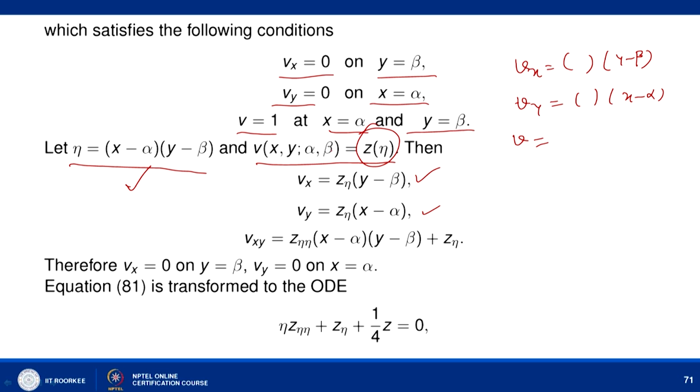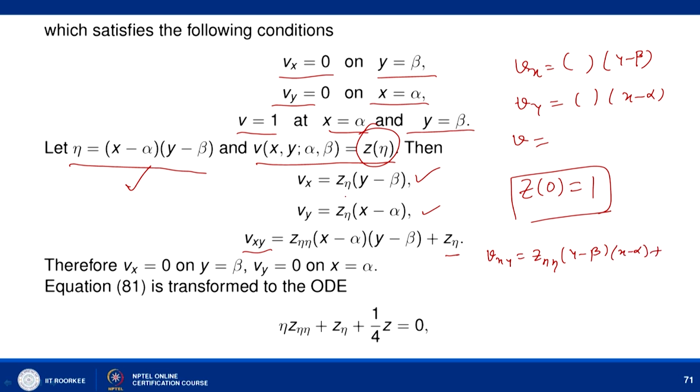To find out z eta, we have conditions. The condition is that V is 1 at x equal to alpha and y equal to beta, so it means that z at 0 is equal to 1, that is the first condition we have, and we have to find out what equation it will satisfy. So, let us find out Vxy. Vx is z eta eta y minus beta, and if you differentiate with respect to y, you will get z eta eta x minus alpha y minus beta, plus, when you differentiate y minus beta with respect to y, you will have only z eta. So, z eta eta and then y minus beta into eta y, where eta y is x minus alpha, plus z eta.